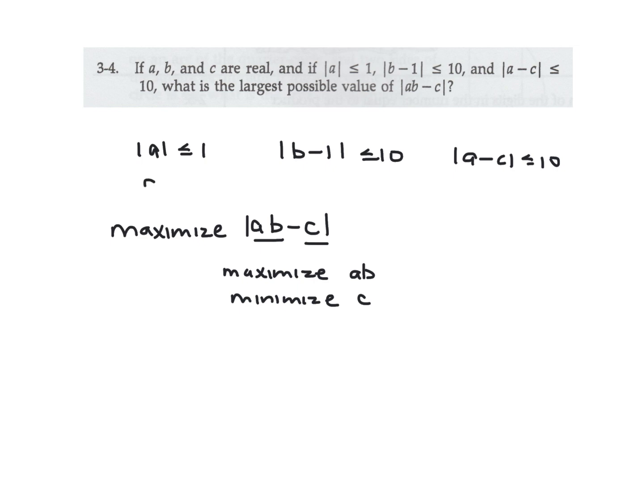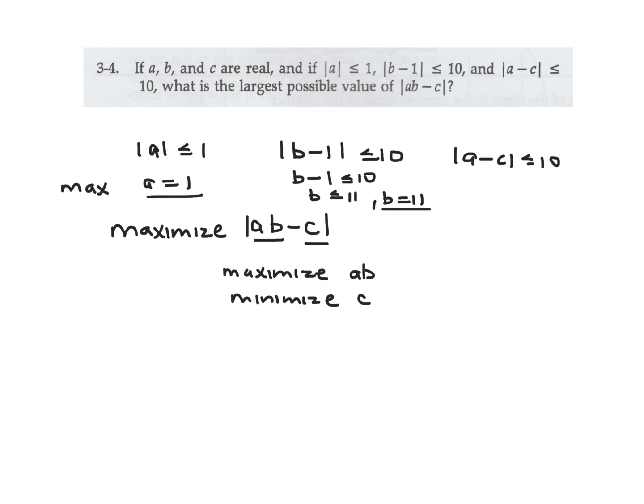Okay. Well, what is the maximum value of A? Well, I believe that would be A equals 1. What is the maximum value of B? Well, if B minus 1 is less than or equal to 10, then B would be less than or equal to 11. So the maximum value of B would be B equals 11. And then now we want the minimum value of C.